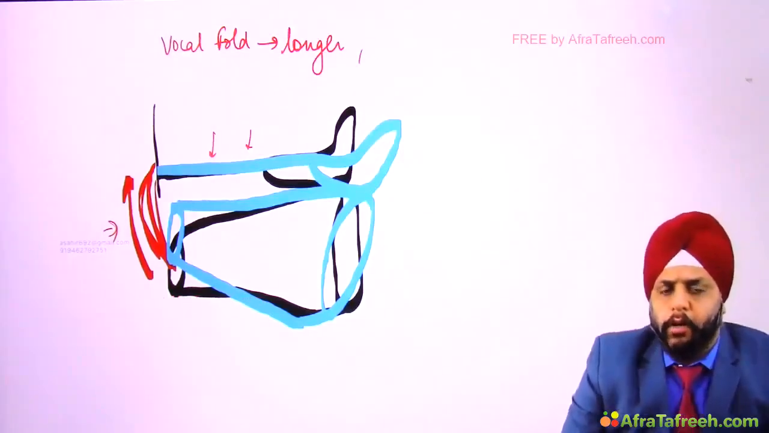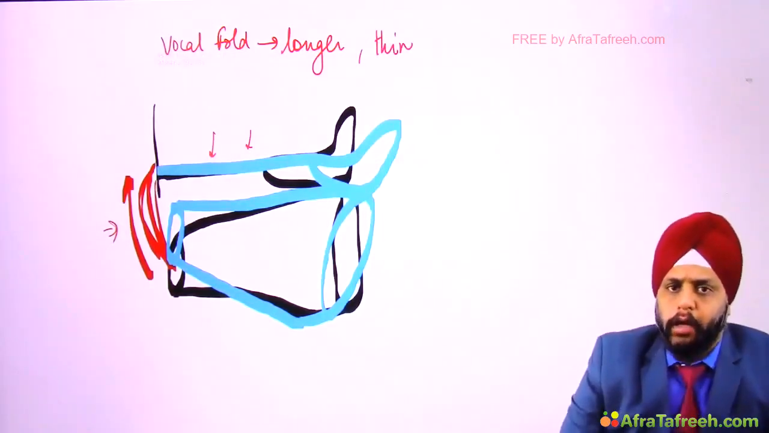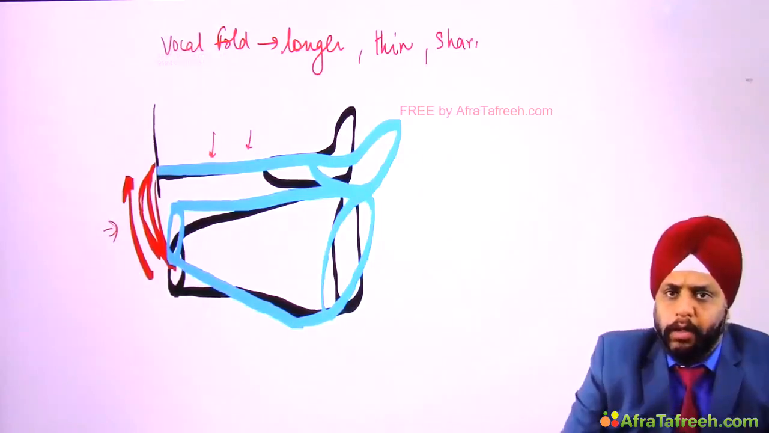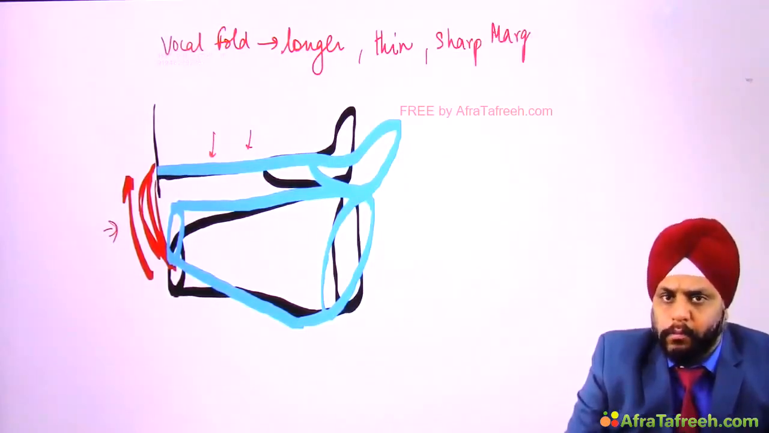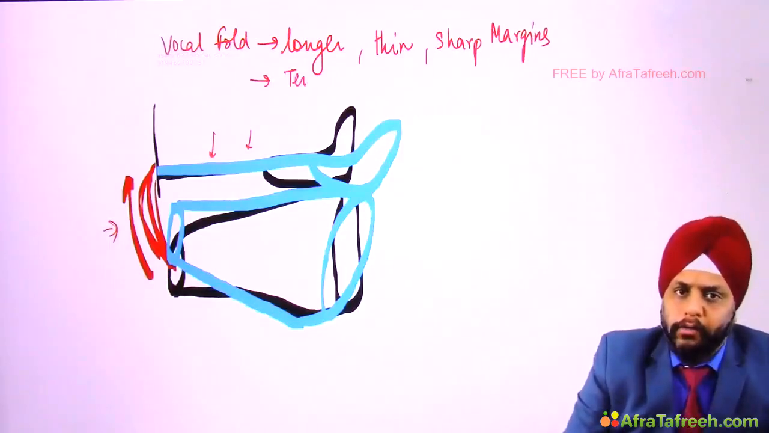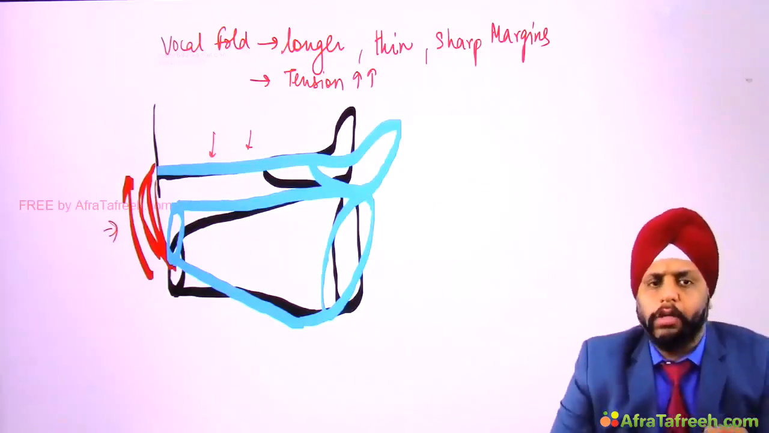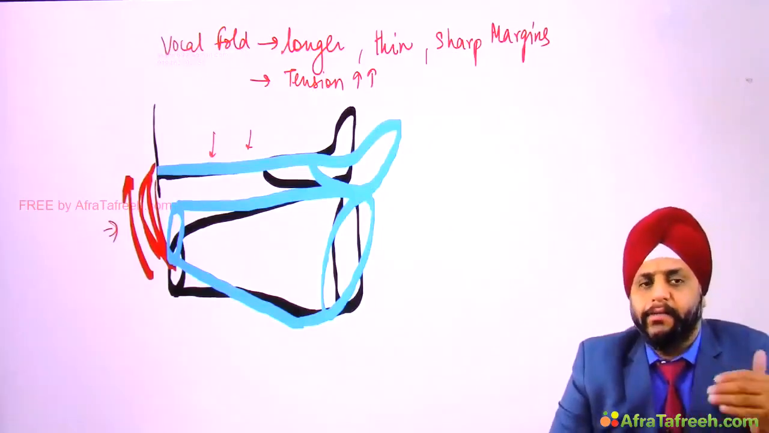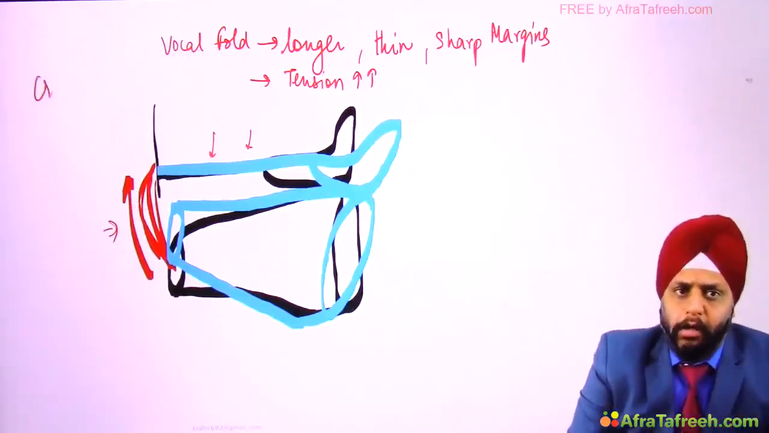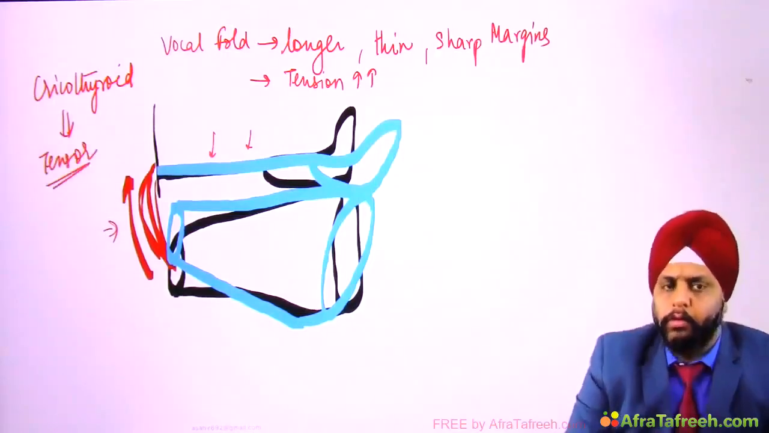Okay, so when it becomes longer, what happens? It becomes thin, and the margins become sharp. The tension in it increases. Therefore, the cricothyroid muscle is the tensor of the vocal fold. Cricothyroid muscle, this is a tensor of vocal folds.